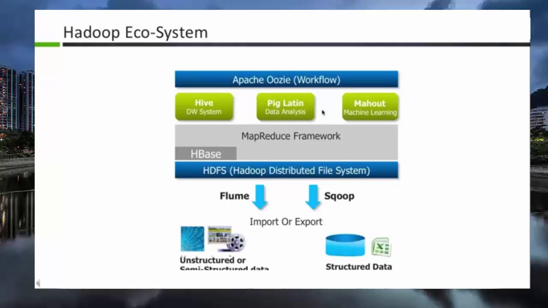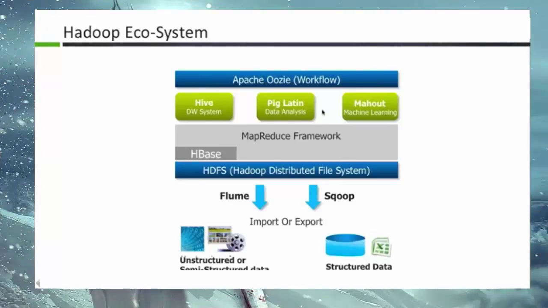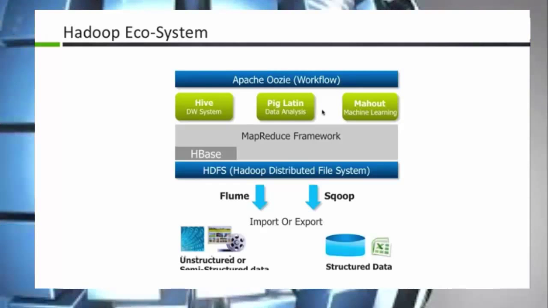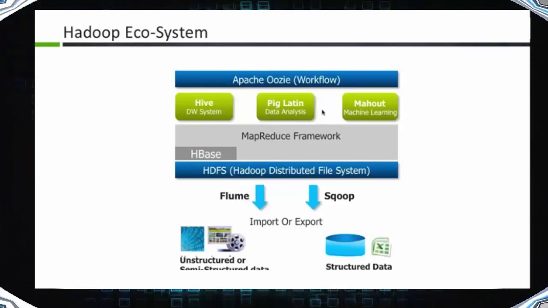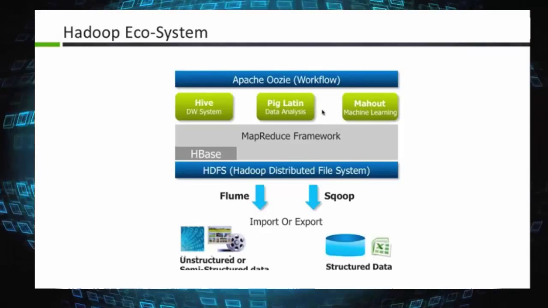Hive is the data warehousing tool, Pig is the data analysis tool, Mahout is machine learning, and Apache Oozie is the workflow management tool. We will be looking at each of these tools and their applications as we go forward. Yes, the MapReduce framework works directly on the HDFS, and I'll also tell you what MapReduce is in a while. I'll give you a small example of MapReduce as well.